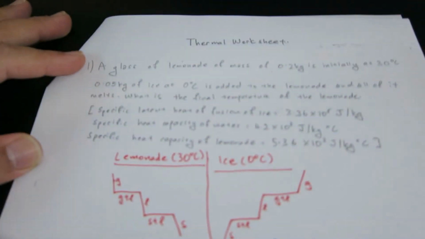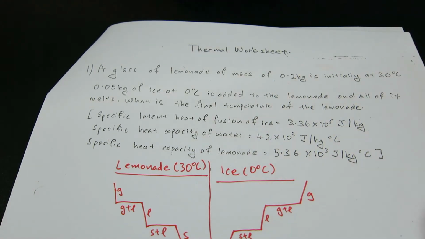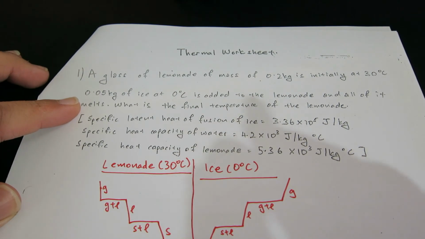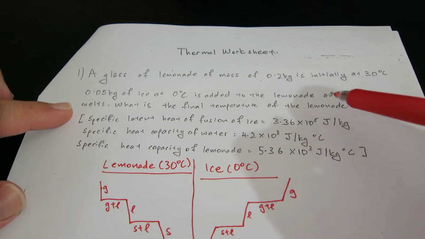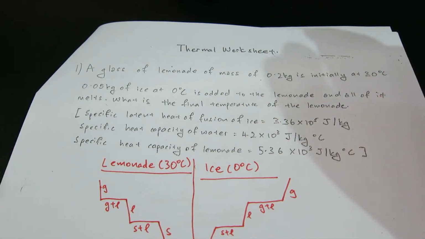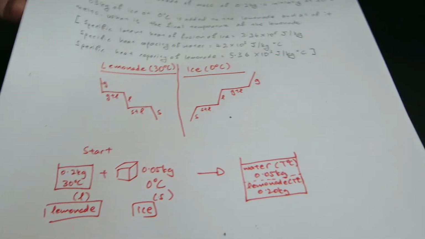Now, how would that look in question form? Let me just show you what it would mean. So this is a question found in your worksheet. Those of you who don't have it, you can look at the screen. You've got a glass of lemonade and then you put in ice. They tell you all of the ice melts. So they ask you to calculate the final temperature of the lemonade. So your setup of the problem should be something like this.